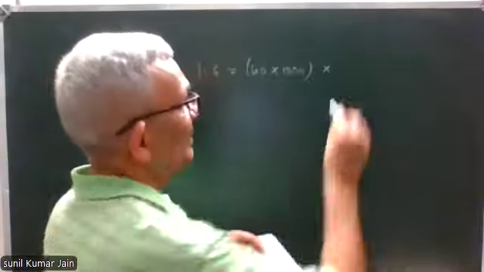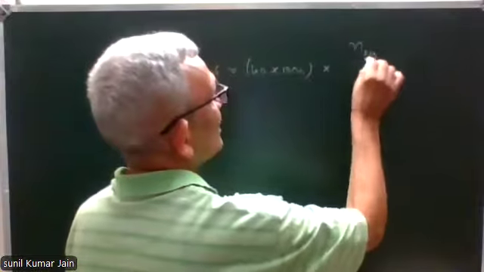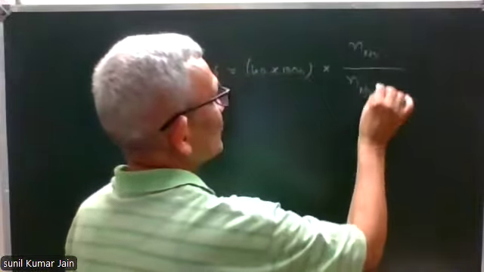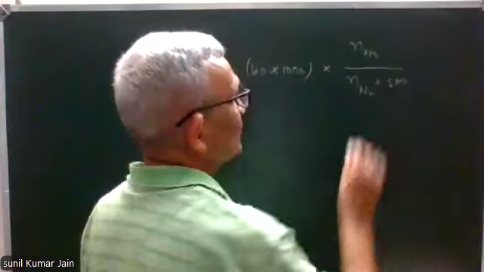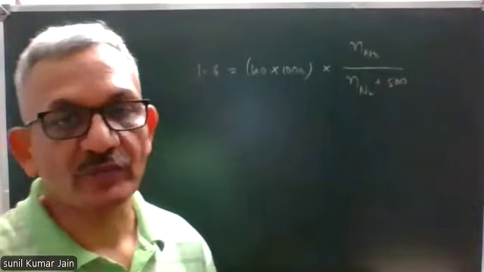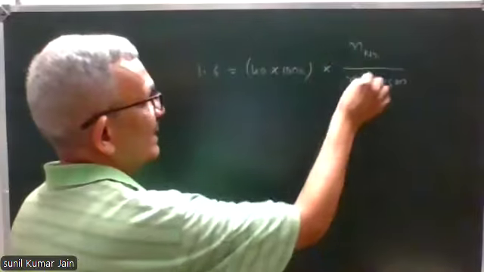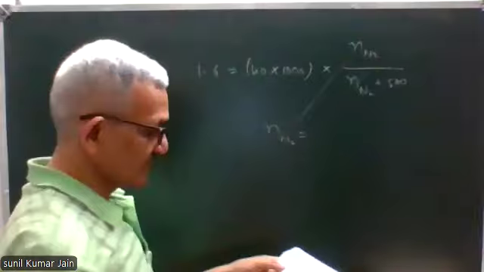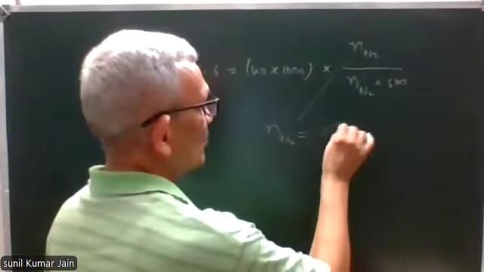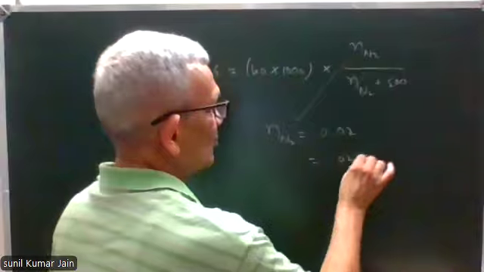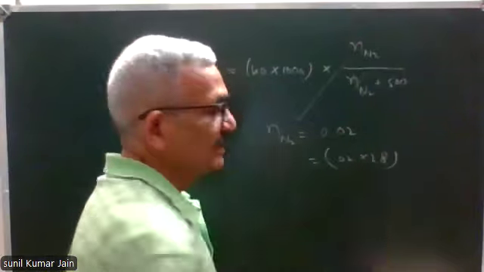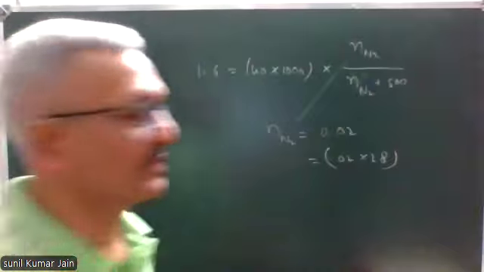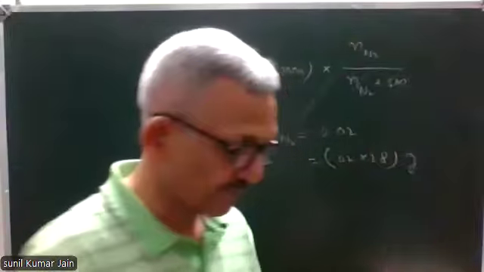Mole fraction of the gas will be number of moles of nitrogen divided by number of moles of nitrogen plus water. I told you if you convert into moles, it will be 500 moles of water. Neglect nitrogen in the denominator and calculate number of moles of nitrogen, which will be 0.02 mole. 0.02 mole multiplied by molecular weight gives so many grams of nitrogen that will dissolve.